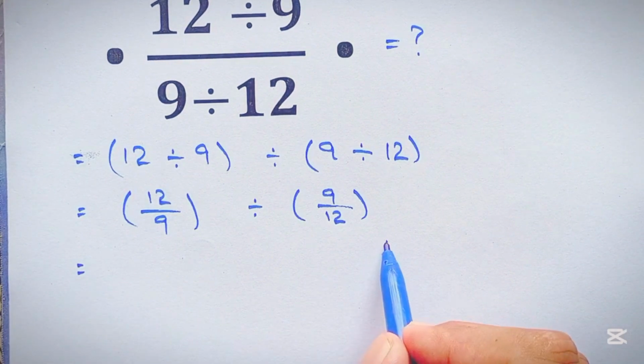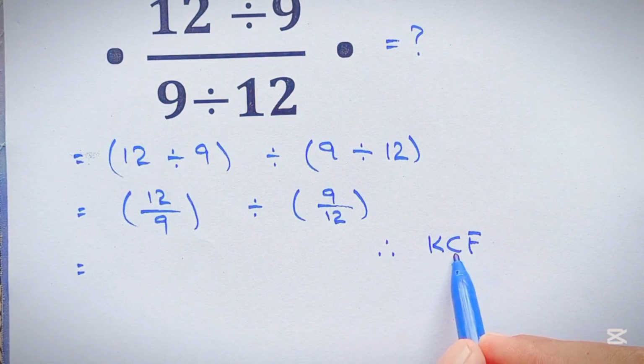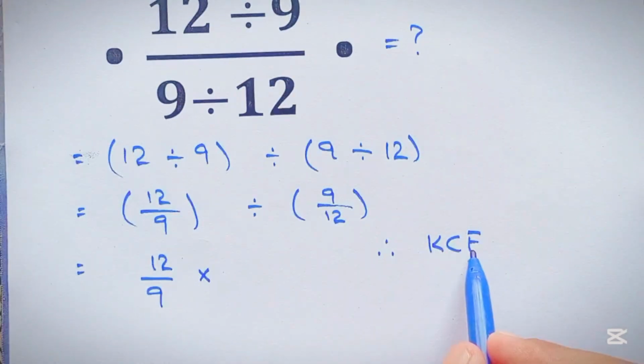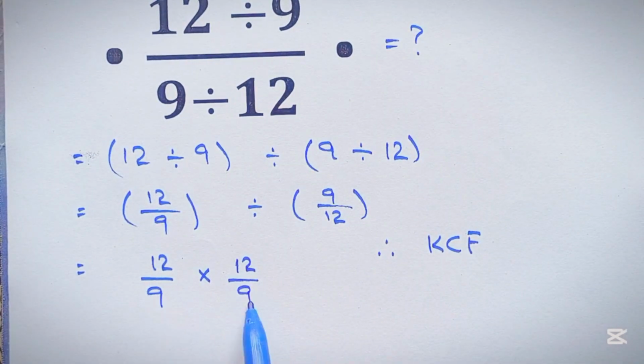Now we'll apply the KCF rule, where we keep the first fraction as it is, change the sign from division to multiplication, and flip the second fraction. Easy, right? Okay, here in both fractions, numerators and denominators are cutting with each other with the table of 3.